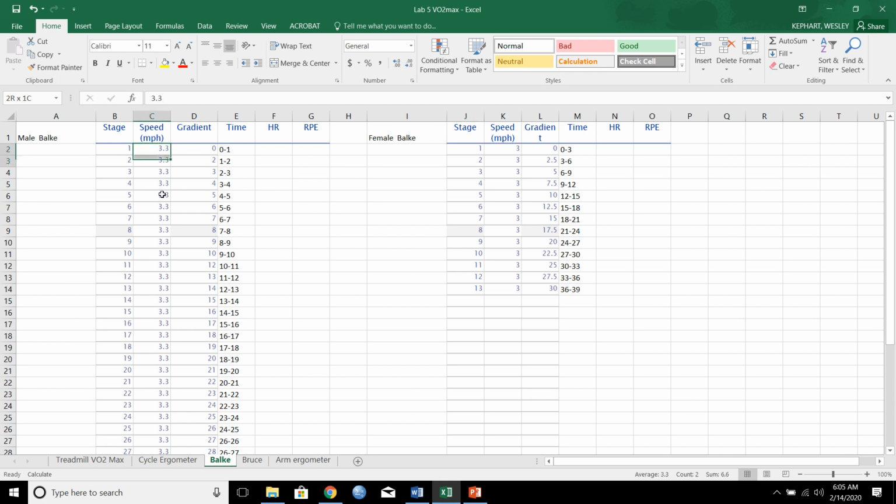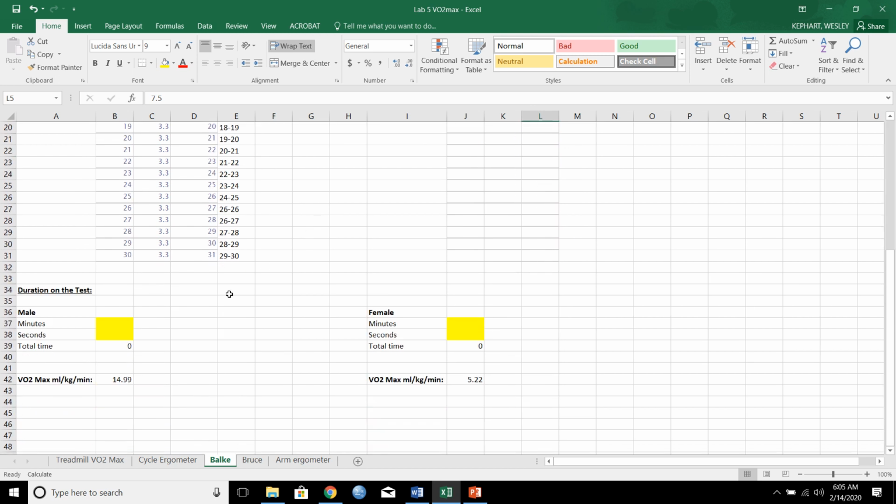So males stay at 3.3 miles per hour the whole time, and females stay at 3 miles per hour the whole time. Now, interestingly, males actually go up every minute in their incline, whereas females go up every 3 minutes in their incline. So just keep that in mind.